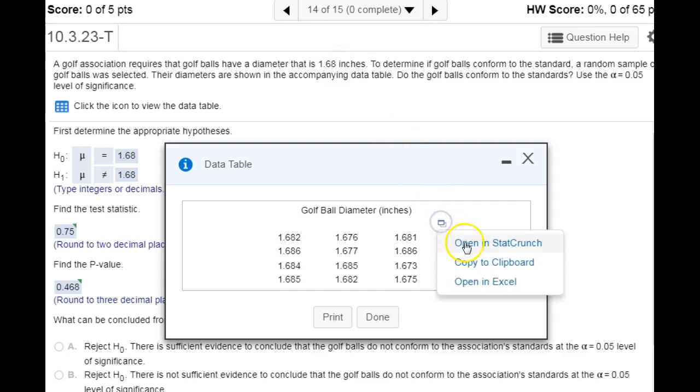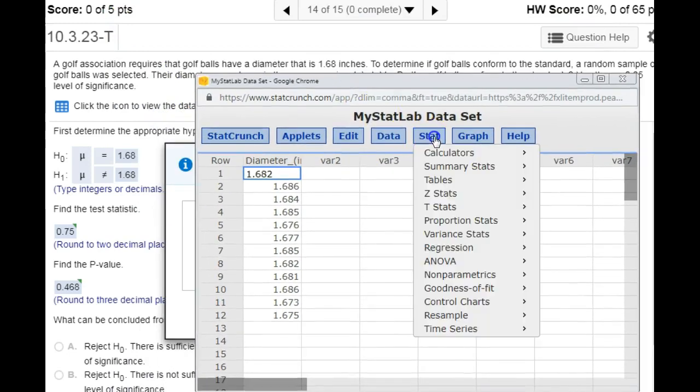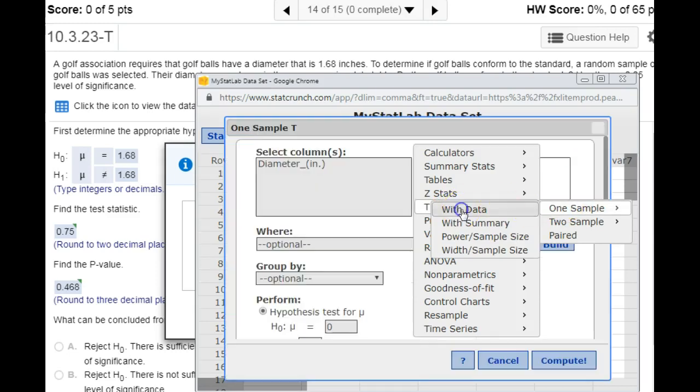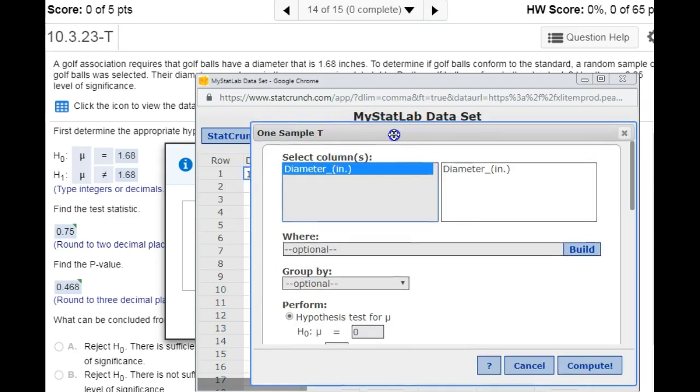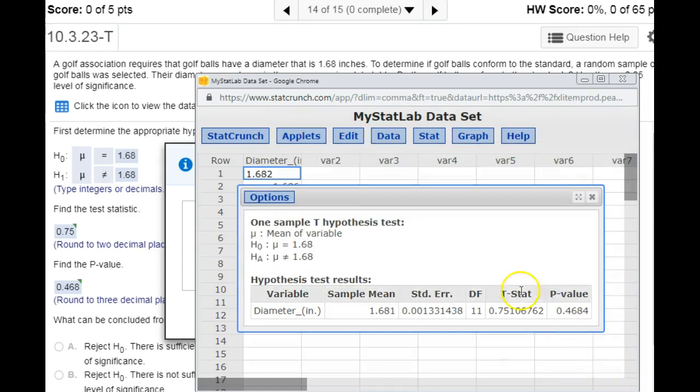And we're going to use that data in StatCrunch here to run a hypothesis test. Now we don't have the population standard deviation, so we're going to use t-stats, one sample, and we actually have the data this time, and it's in that first column. It got imported. We want to type in what our null hypothesis is, and we're checking for not equal. So we can hit compute, we get our test statistic, and we get the p-value, probability value of that test statistic.